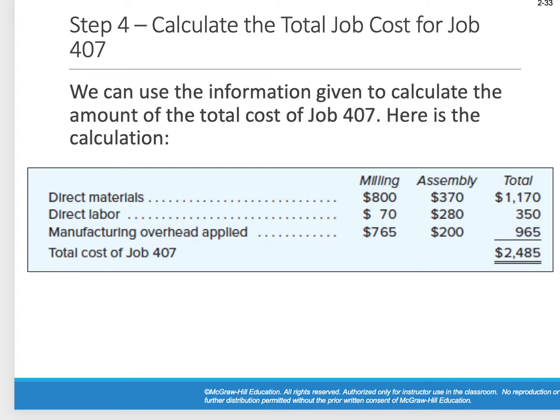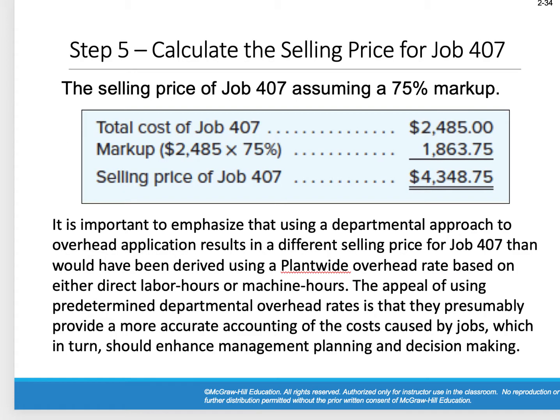Okay, and then we can figure out what the total cost is of the job, which is the fourth step. So we take all the direct material costs from both departments, the direct labor costs from both departments, and then we take the manufacturing overhead applied from both departments, and we add everything up, and we see we get a total cost for job 407 as $2,485.